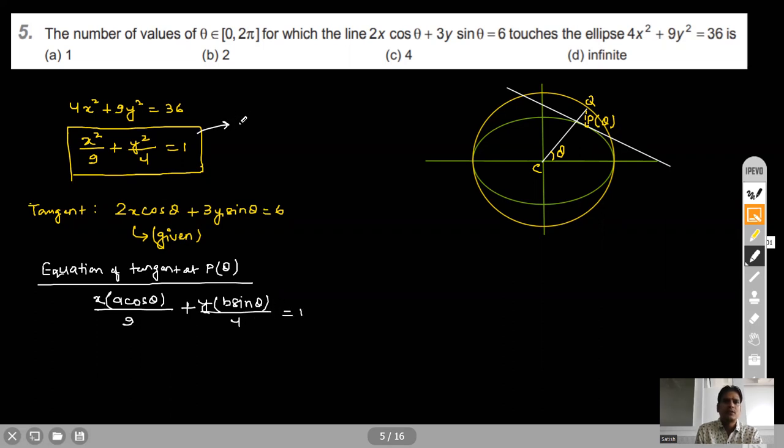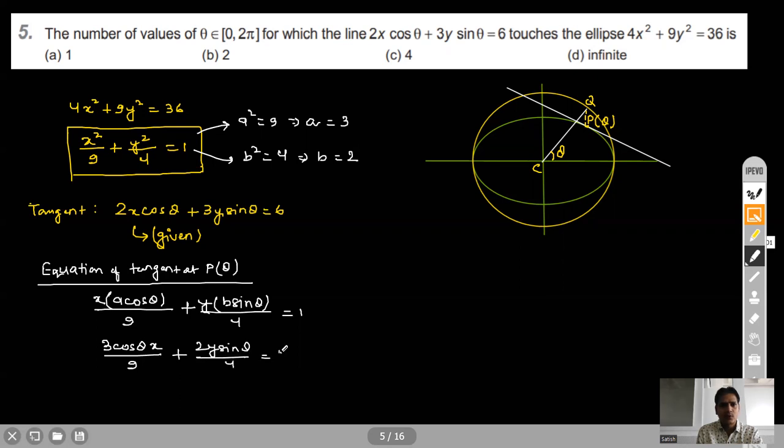Now, if you see here, a square is 9, so we can say a is equal to 3, and b square is equal to 4, so we can say b is equal to 2. Putting the value of a and b here, what will I get? a means 3, so 3 cos theta into x upon 9 plus b is 2, so 2y sine theta upon 4 equal to 1.